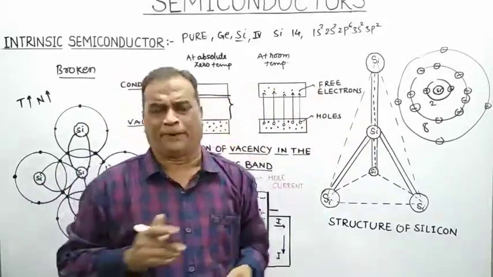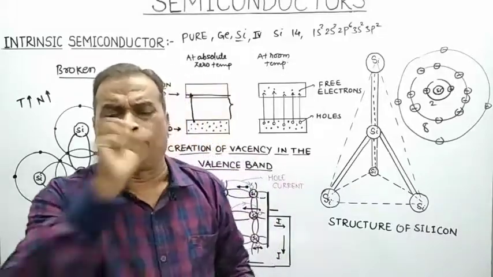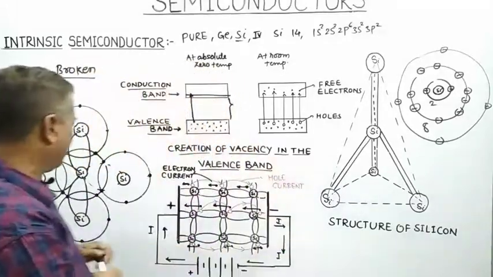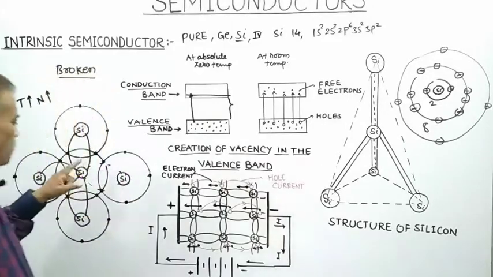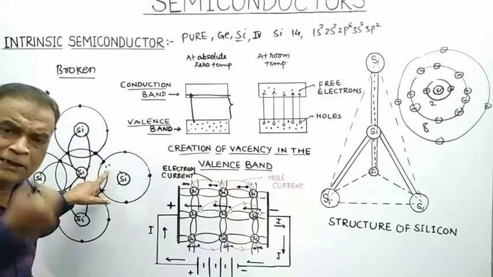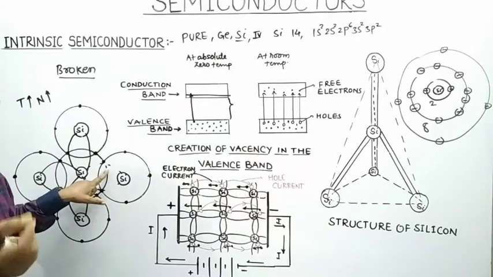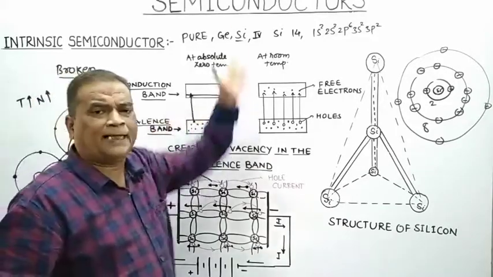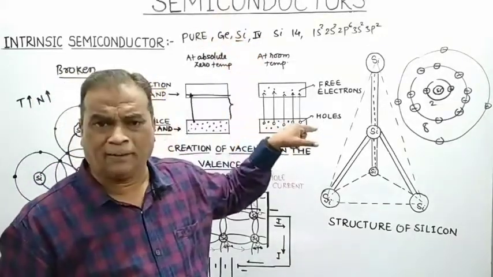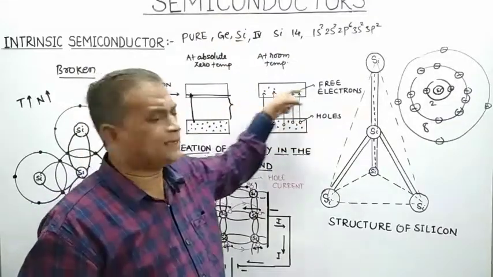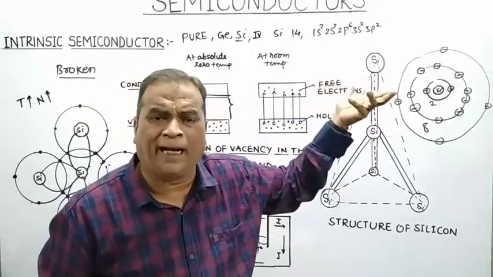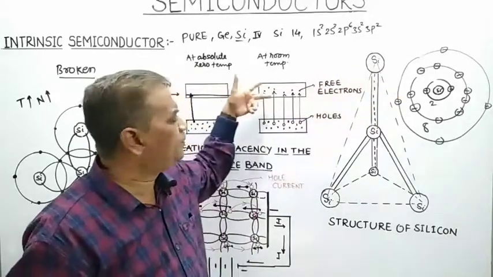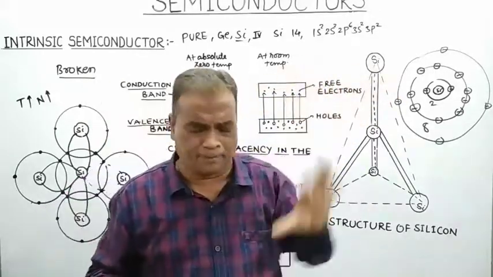It means at room temperature, due to thermal agitation, when a few of the covalent bonds were broken, a few of the valence electrons received the thermal energy. On receiving the thermal energy, there will be a rise in the energy level of the free electron, and when the free electron reaches a higher energy level, where will it lie? In the conduction band, and electrons are available for conduction of electricity.